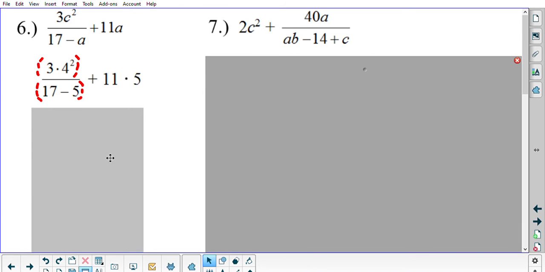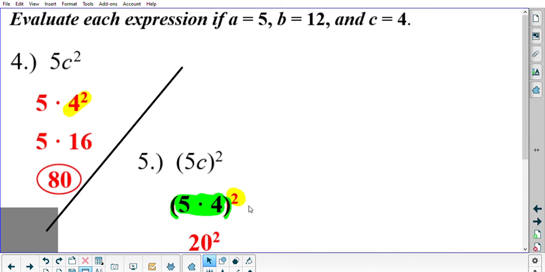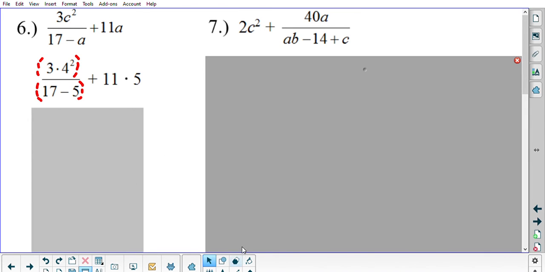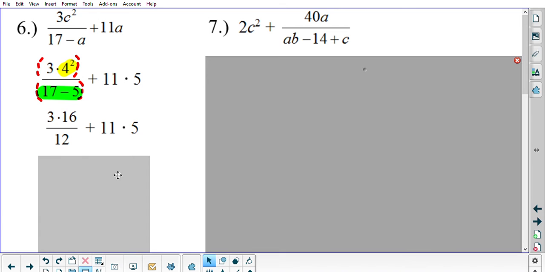Now, what do I do with 3 times 4 to the second? Well, you would do exponents first. This is not like problem number 5, where the exponent is on the outside of the parentheses. This one, the exponent is on the inside, where that 4 is located. So you would do 4 to the second first. Now, in the denominator, you're allowed to do this 17 minus 5 right away, just like you do 4 to the second right away, because there are 2 separate sets of parentheses. And that is why 4 to the second is going to give you 16. 17 minus 5 is going to give you 12. Now, there's still more to do in the numerator.